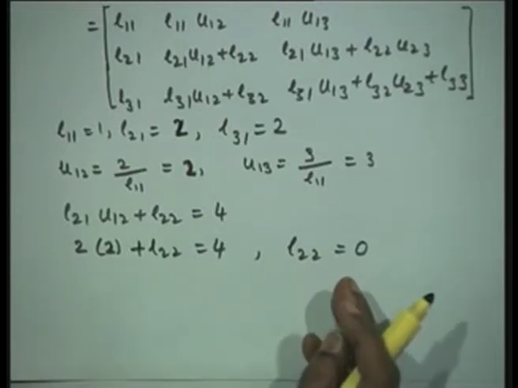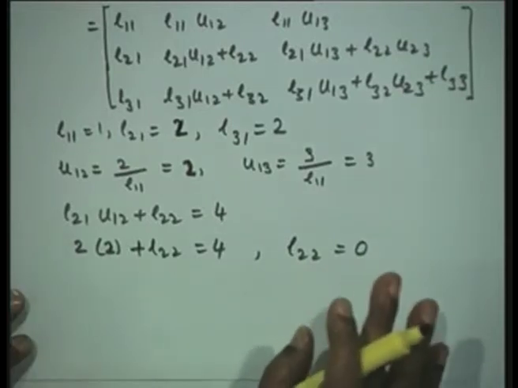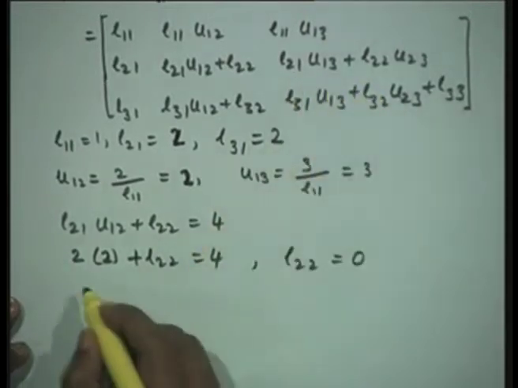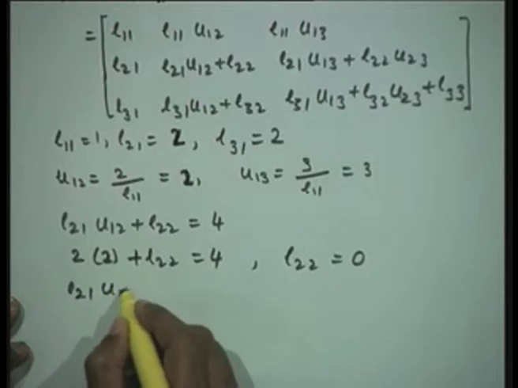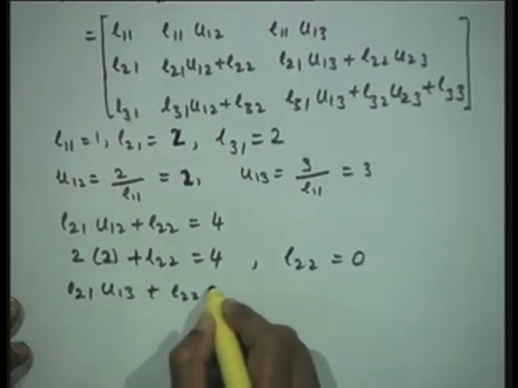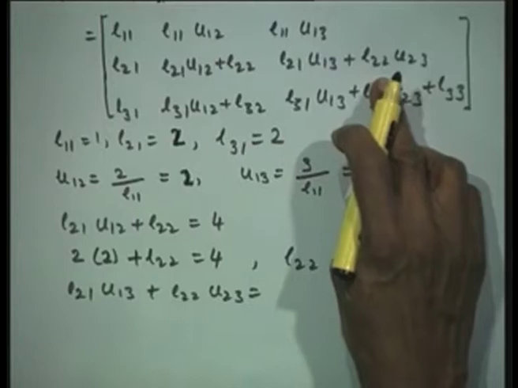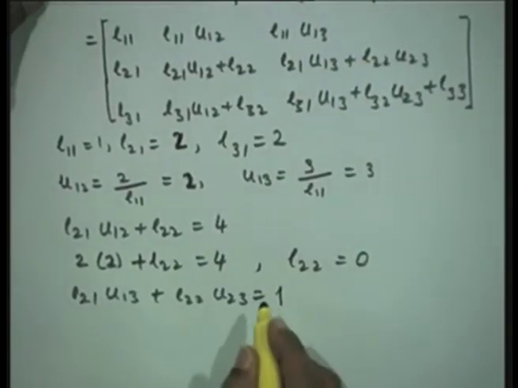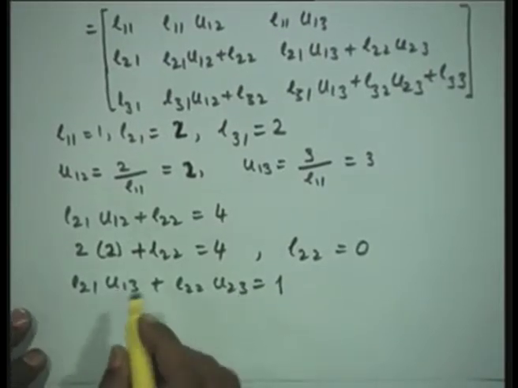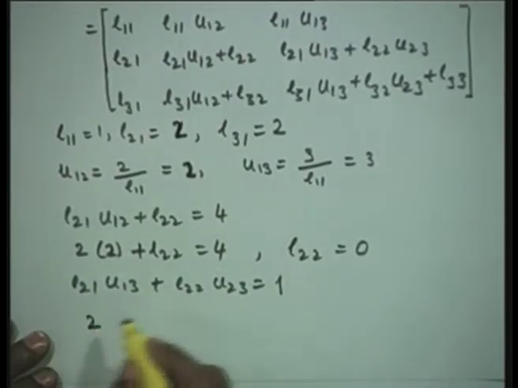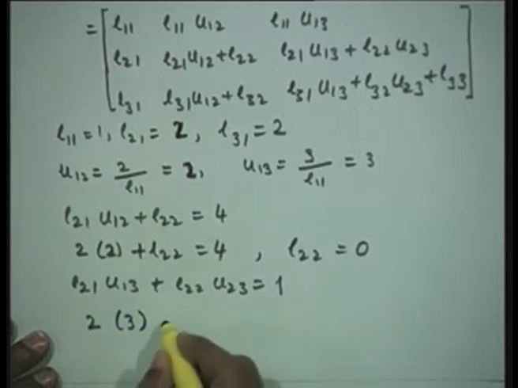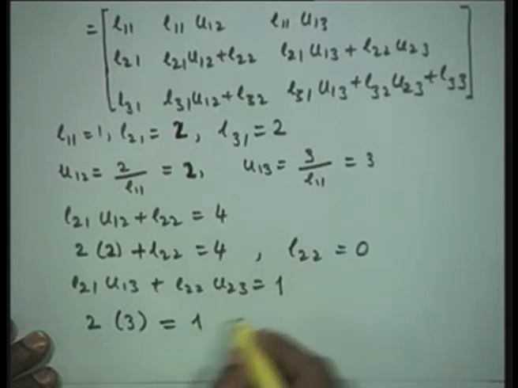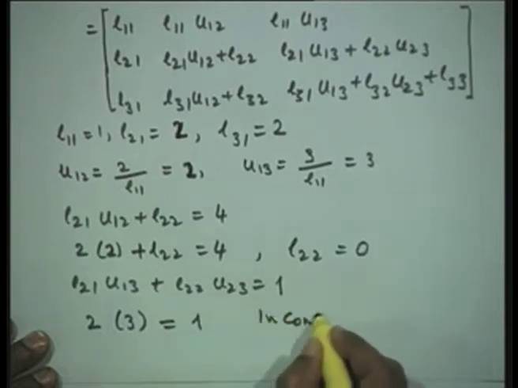This pivot being 0 will immediately bring us inconsistency. Now, we can see how it gives inconsistency. Let us put in the next element L21 U13 plus L22 U23, that is this element should be equal to 1, that is given there. So, let us substitute the values. L21 is 2, U13 is 3, L22 is 0. So, it is an inconsistency that is coming here.